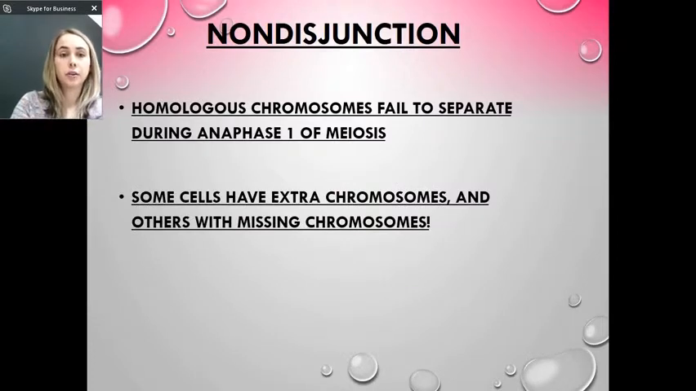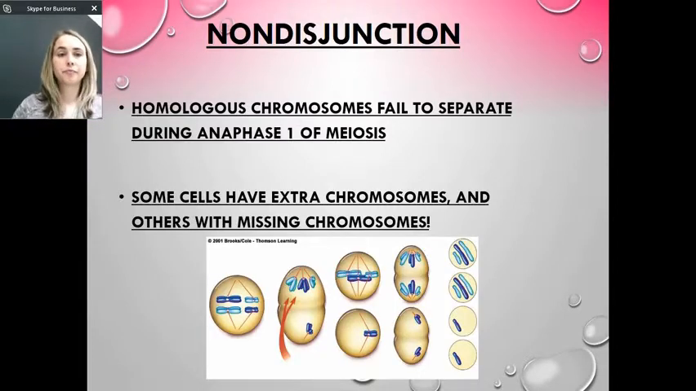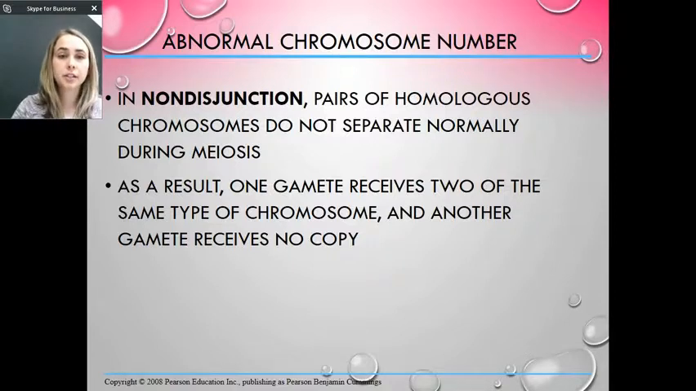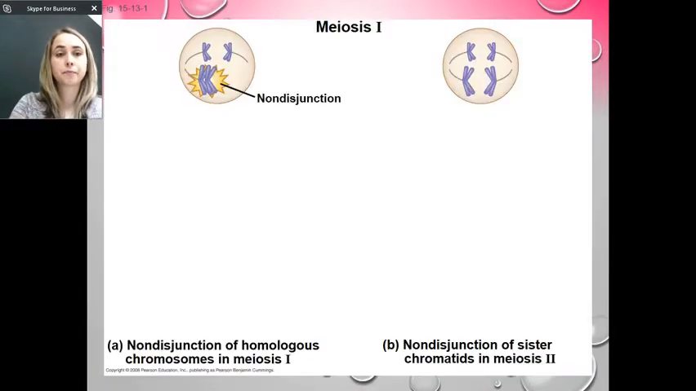So homologous chromosomes can fail to separate during anaphase 1 of meiosis, and then that would result in some of your eggs or some of your sperm having an extra copy of a chromosome and others having a missing copy of the chromosome. In non-disjunction, the pairs of homologous chromosomes don't separate normally, and some have extra, both of the chromosomes, and the other has 0 of the chromosomes.